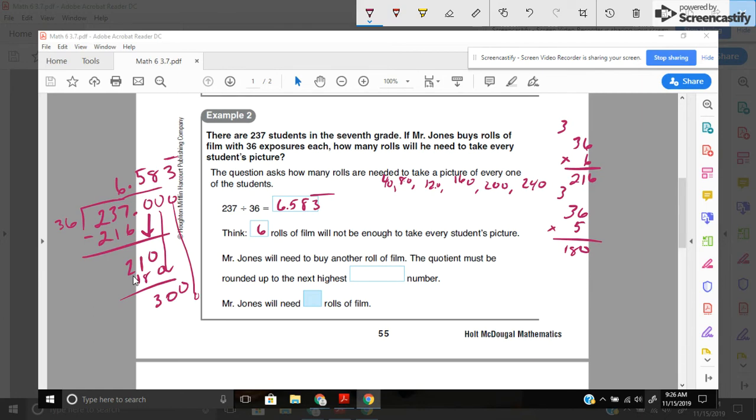In other words, think that 6 rolls of film will not be enough to take every student's picture. Mr. Jones will need to buy another roll of film. The quotient must be rounded up to the next highest whole number. Okay? So Mr. Jones will need a total of 7 rolls of film. All right? So again, you're thinking about what your answer actually means in the context of the problem. Okay? In this case, round up. It's okay to have extra.